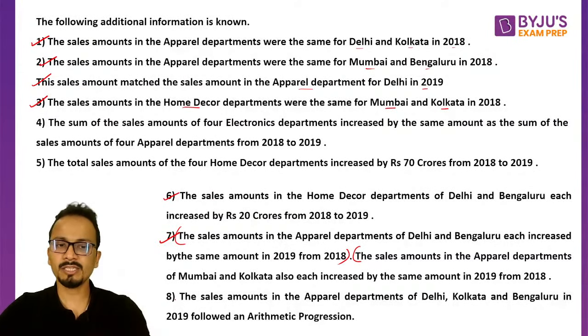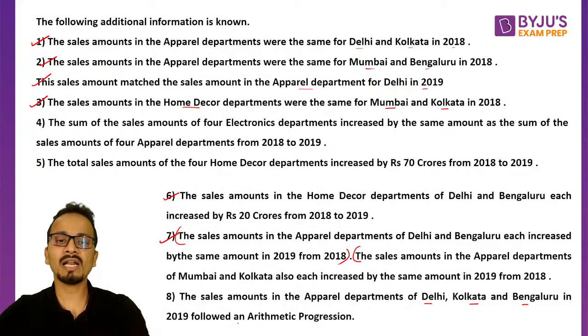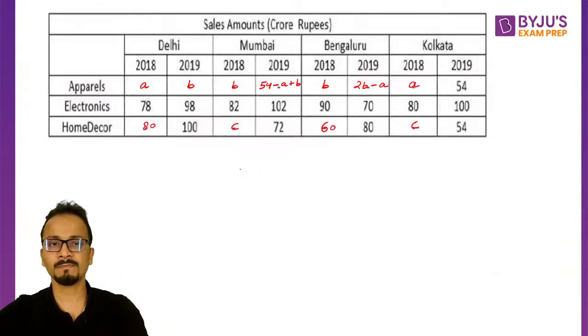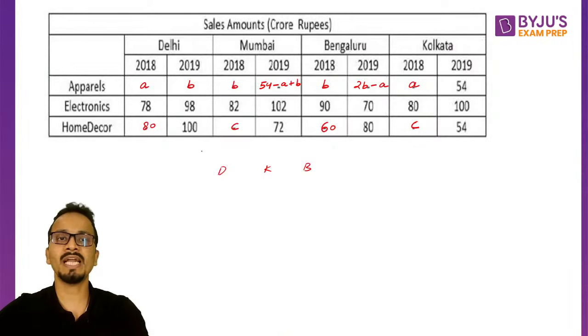Now last statement, 8th. The sales amounts in the apparel departments of Delhi, Kolkata and Bengaluru in 2019 are in arithmetic progression. So, Delhi, Kolkata and Bengaluru apparel department की sales for 2019. First of all, I'll write Delhi, Kolkata and Bengaluru in 2019 apparel department. These values are in arithmetic progression.